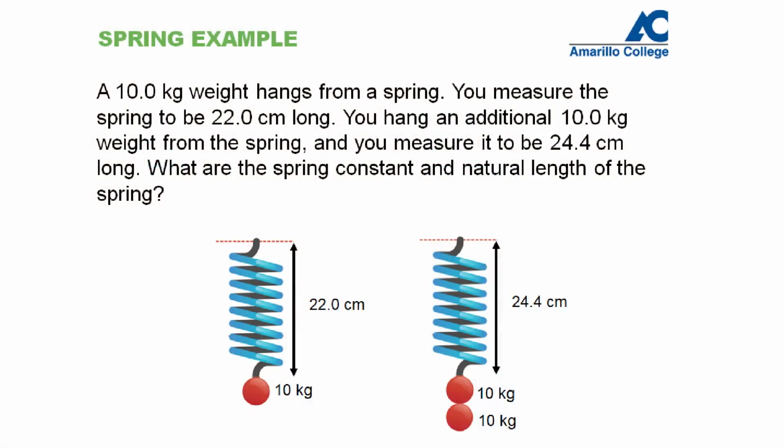The problem reads, a 10 kilogram weight hangs from a spring. You measure the spring to be 22 centimeters long. You hang an additional 10 kilogram weight from the spring, and you measure it to be 24.4 centimeters long. What are the spring constant and the natural length of the spring?